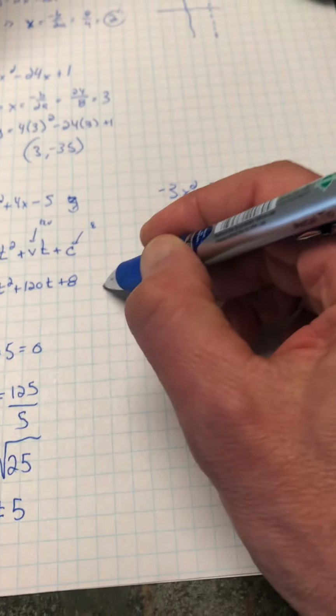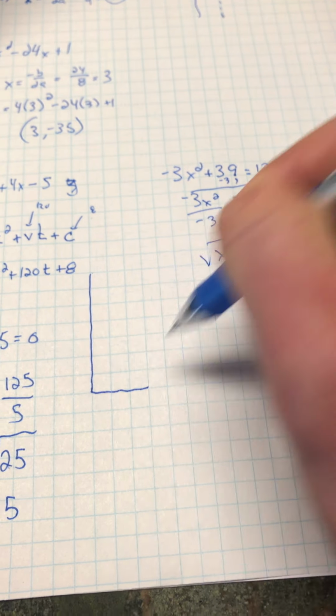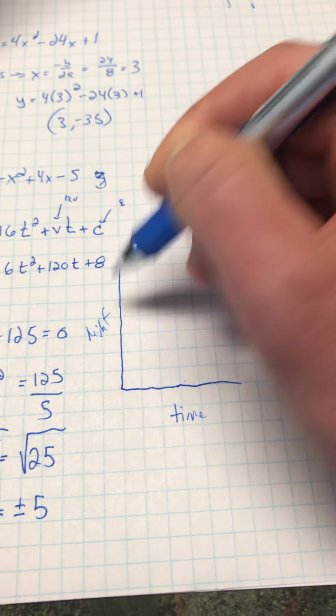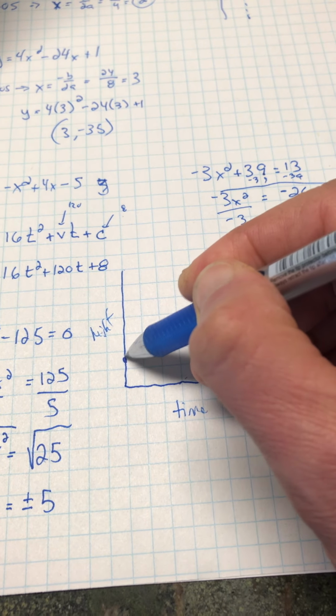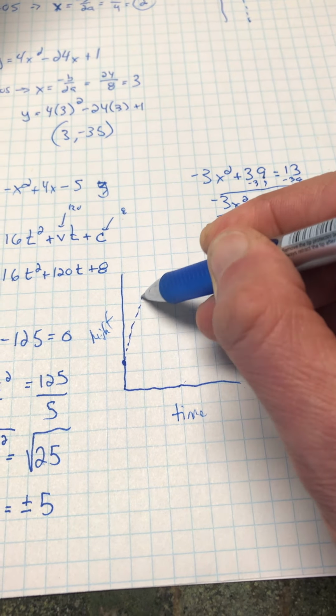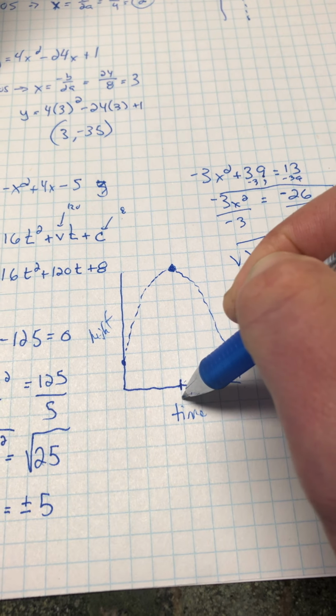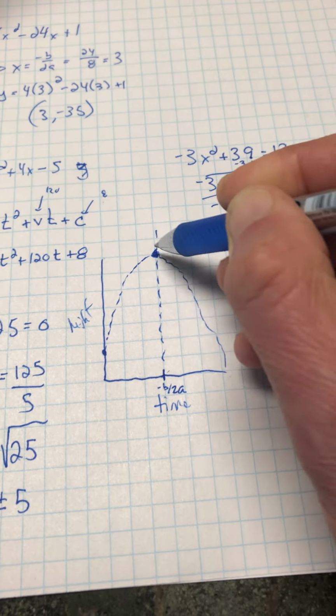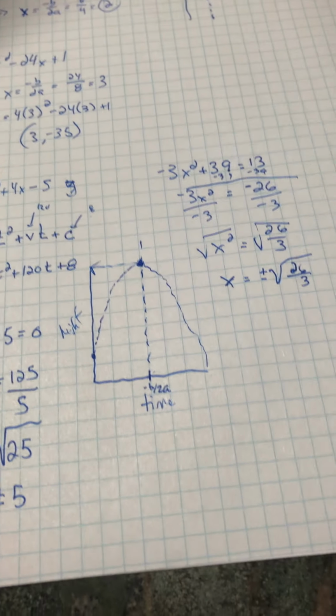Just sketching this out to get an idea of what this looks like. This is my time, this is my height. If we start at 8 feet, we'd be about here. As time goes on, the ball is going to go up, reach its max height, and then come back down again. Think about the max height: there's my opposite of b over 2a. That's my dotted line. Then I plug that in and figure out what the height is.